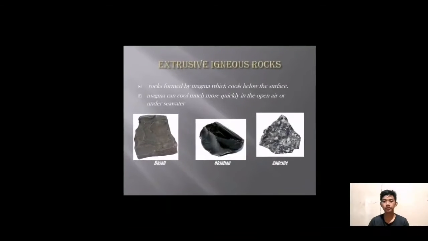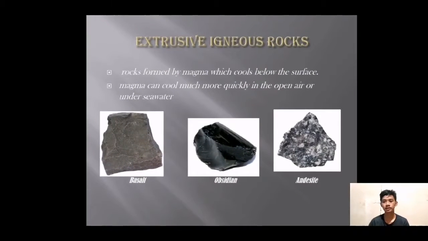Extrusive igneous rocks. These rocks are formed when magma cools down on the surface. Magma can cool much more quickly in the open air or under seawater because of the cooler atmosphere. The examples of these rocks are basalt, obsidian, and andesite.